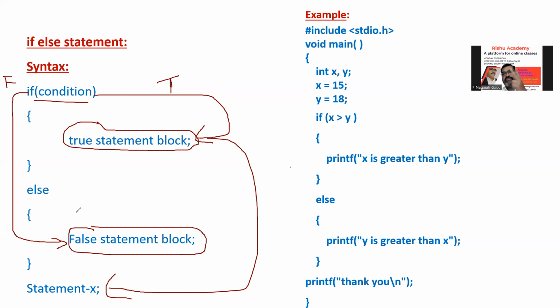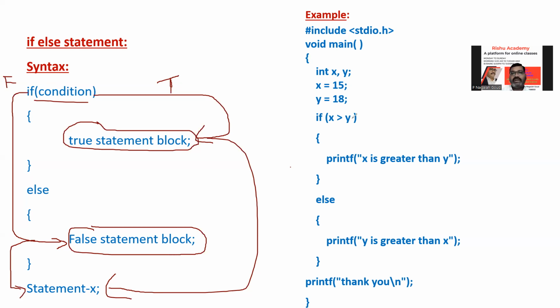There are two blocks here. One is the if block, another is the else block. The if else statement consists of two blocks. If the condition is true, then the if block will be executed. That is the true statement. If the condition is false, the else block will be executed. That is called the false statement. After executing this, it goes to statement X. So this is the procedure to execute an if else statement.